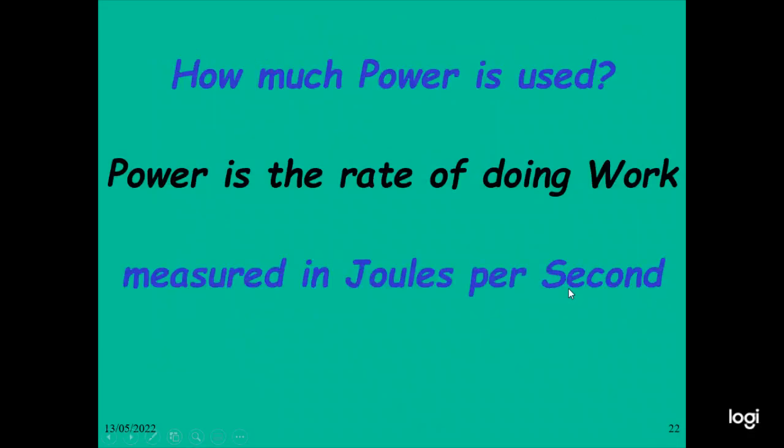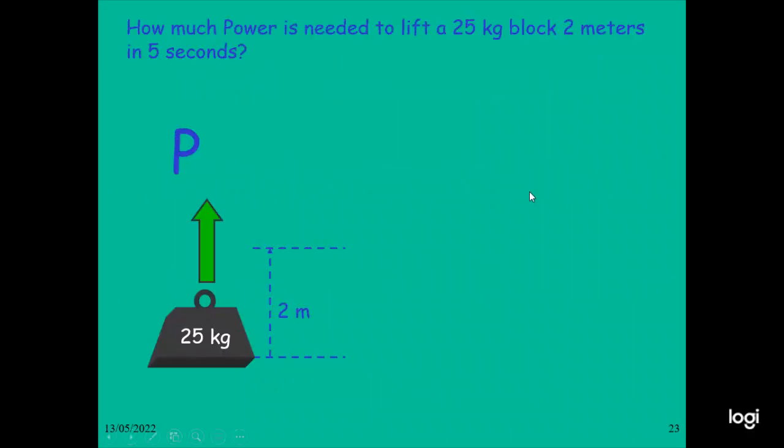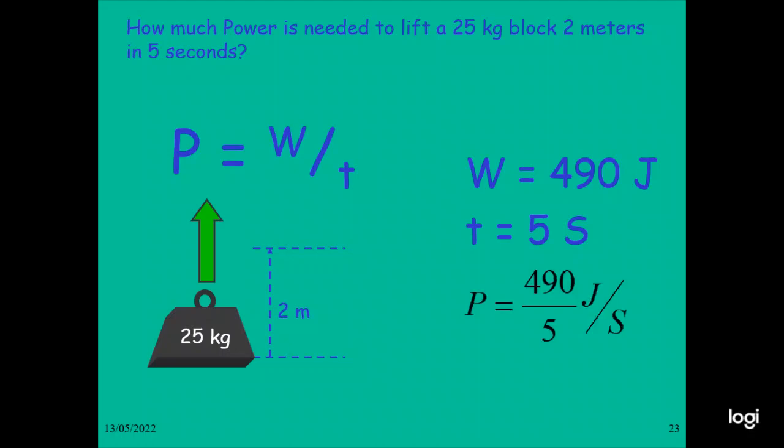How much power is used? Power is the rate of doing work. We measure it in joules per second. The joule per second equals watt. So how much power is needed to lift the 25 kilogram block 2 meters in 5 seconds? In this case, power equals W divided by T. So W equals 490 joule, and T is 5 seconds. So the power equals 490 by 5, so joule per second, or 98 watt.